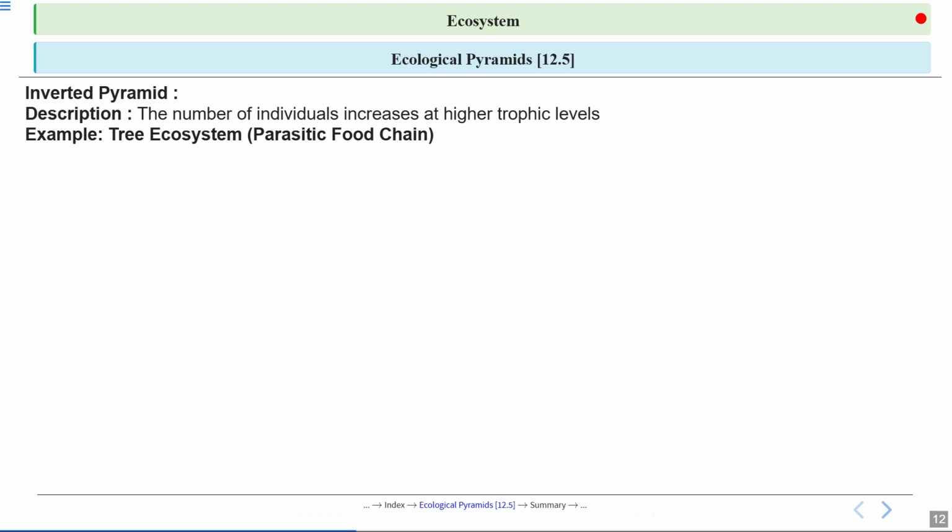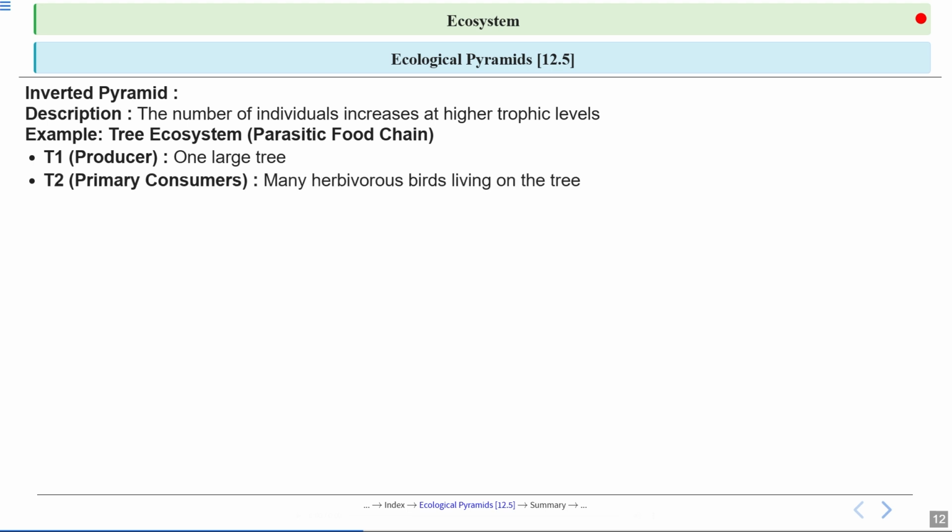An example is a tree ecosystem, where a parasitic food chain is observed. Now at the first trophic level, there is only one tree. The single tree serves as the producer and the foundation for this particular food chain. Now the second trophic level is occupied by the primary consumers. It includes many herbivorous birds living on the tree. Their number is more as compared to one single tree.